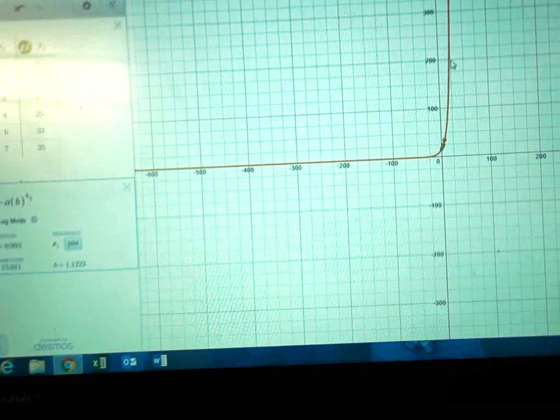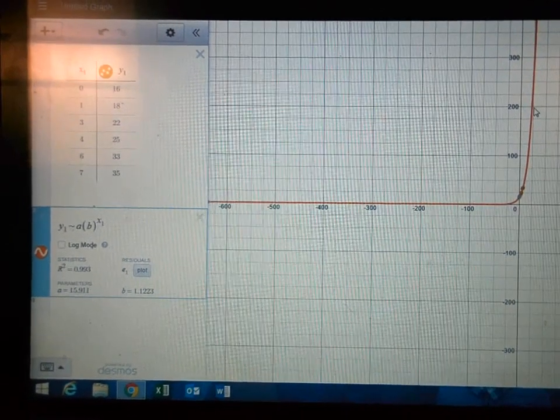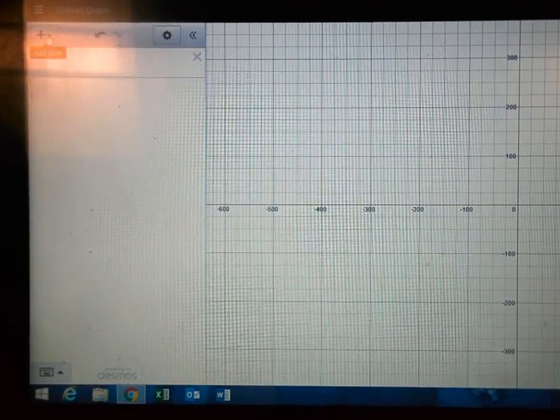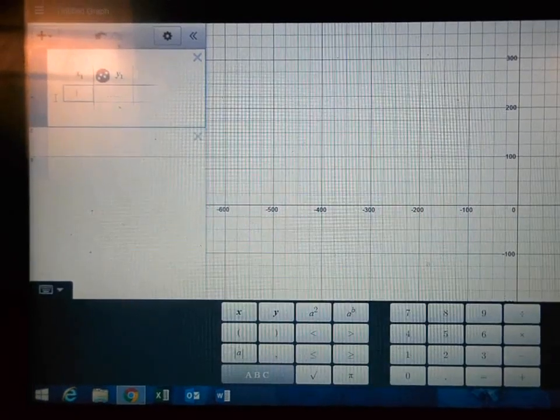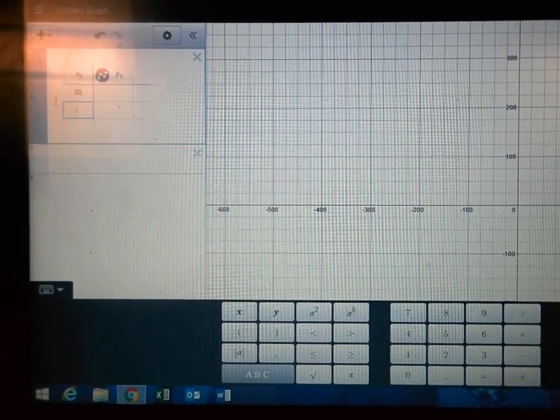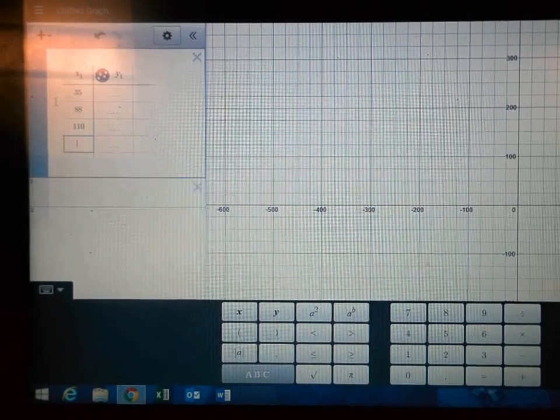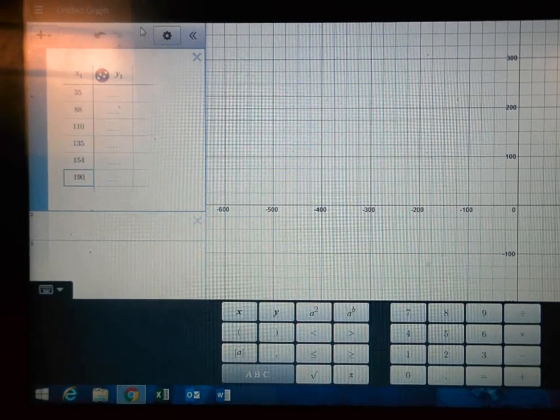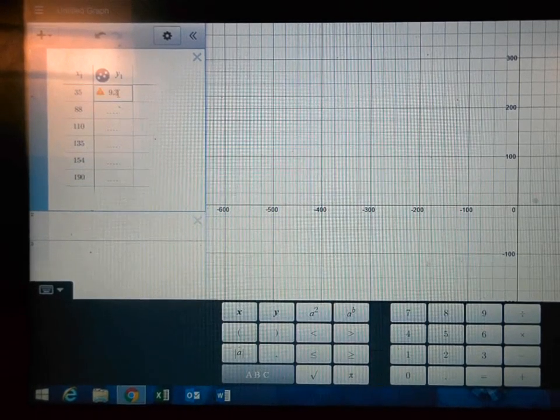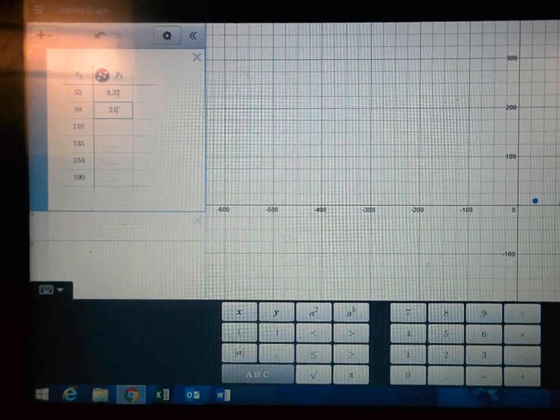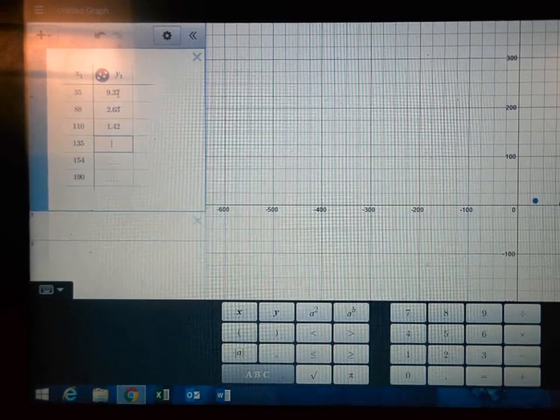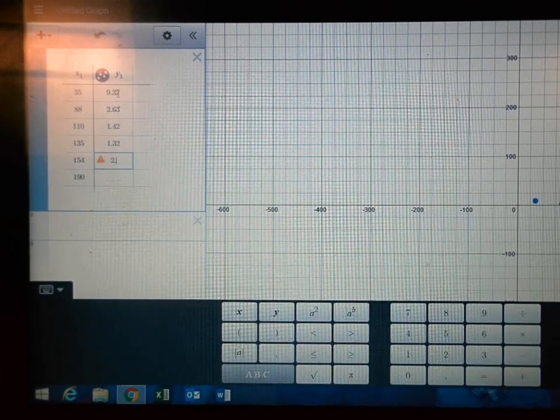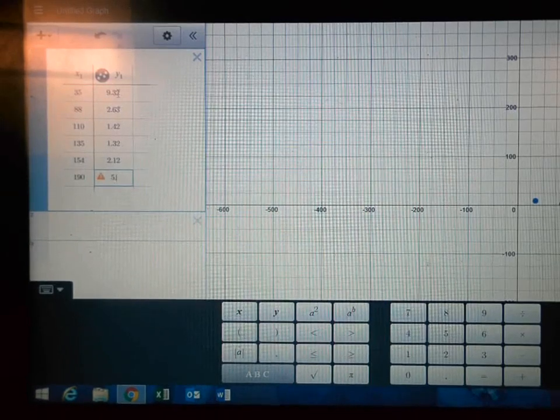So we're going to plug these values into our graphing tool, Desmos. And again, you can do whatever you want in terms of using your phone or a computer. So I'm going to get a new table. And on this one, my x values are 35, 88, 110, 135, 154, and 190. And then my y values, 9.32, 2.63, 1.42, 2.12, and 5.50. Okay.